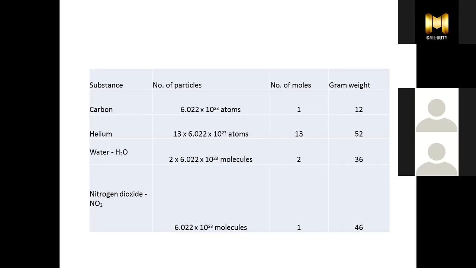So at least up to some extent, are you able to correlate these 3 quantities? Always remember, in chemistry, when we have been provided with a substance, we have 3 quantities related to that substance: number of particles, number of moles, and gram weight. And they are interrelated this way.